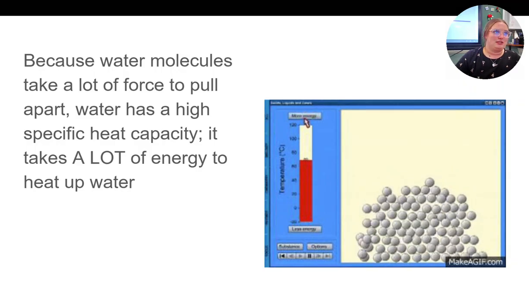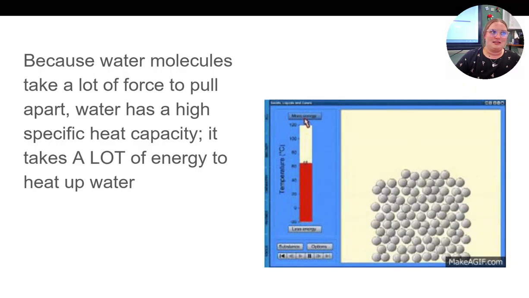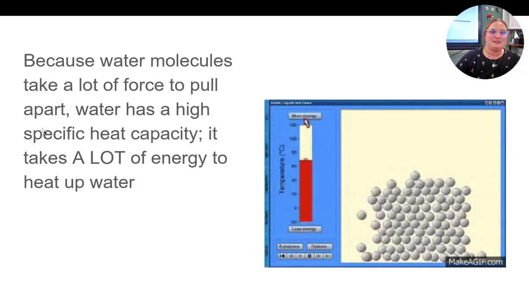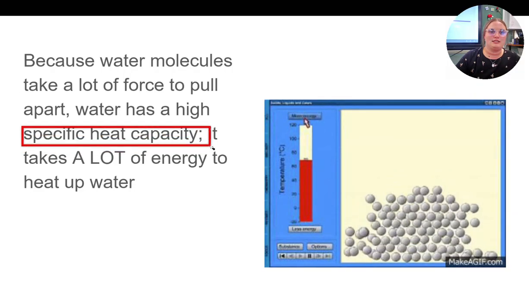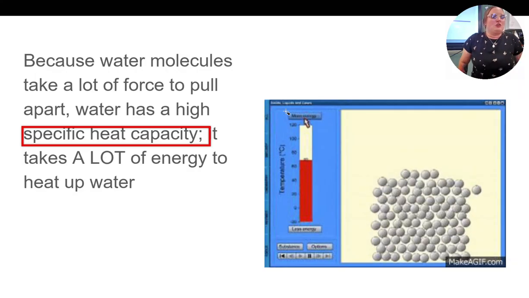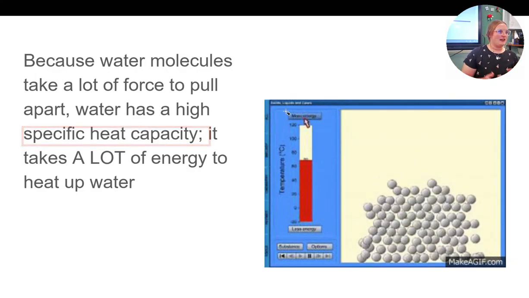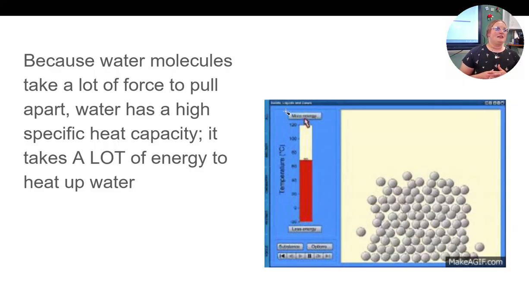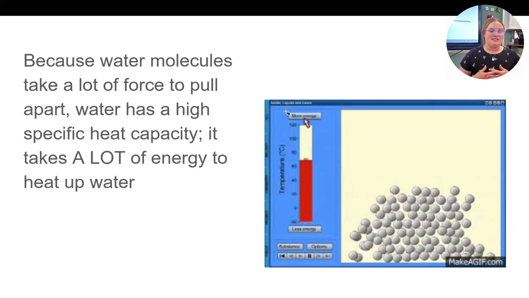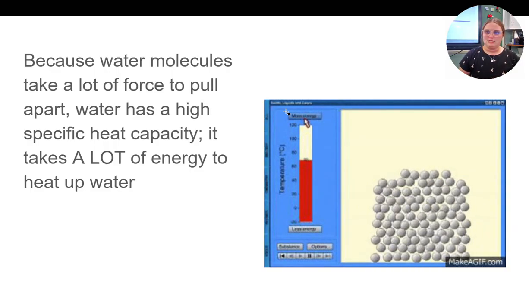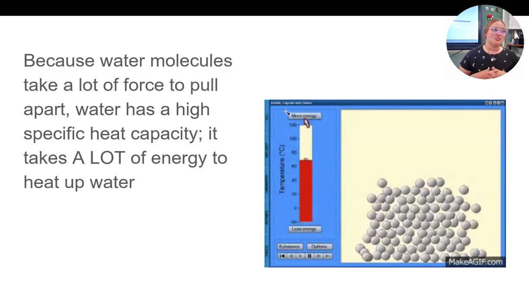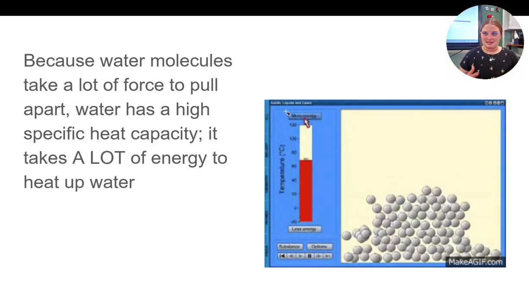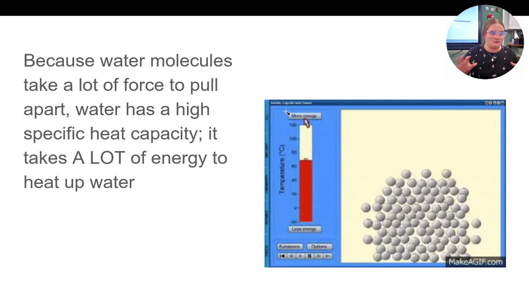So, make sure you write this down, you highlight it, something like that, okay? High specific heat capacity, important information, okay? So this means that it takes a lot of energy to heat up water, okay? Now, temperature is a measure of the kinetic energy that mass has, okay? So kinetic energy is like moving, okay?